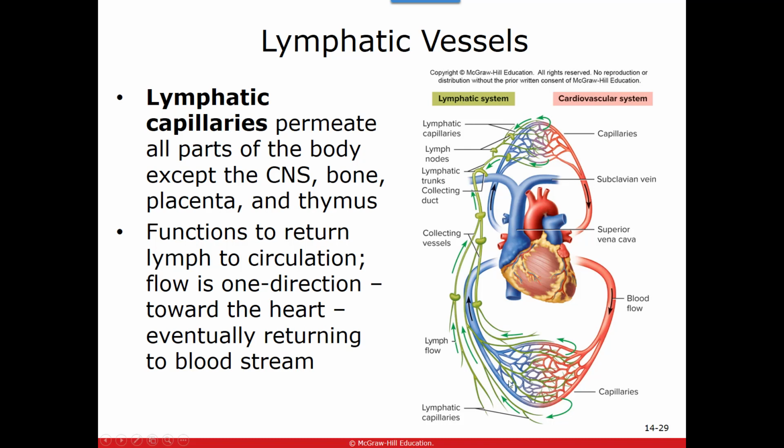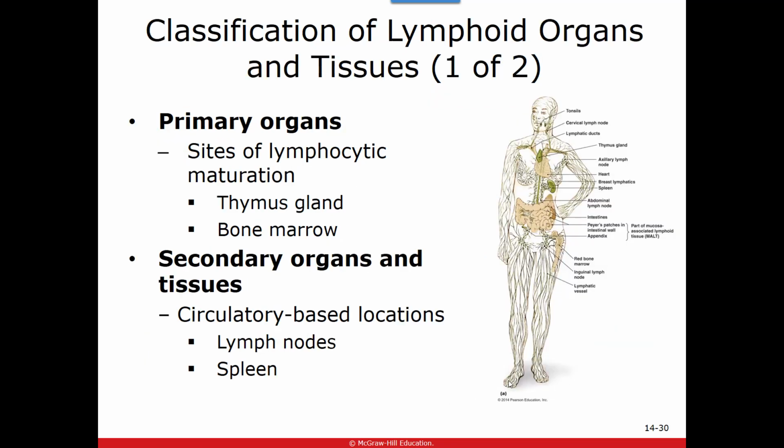Now, in your lymphatic system, we have what we call primary organs, and we have secondary organs. The primary organs are where your lymphocytes are made and where they mature. So it's just where those lymphocytes are made and mature. The two primary organs are the thymus gland and the bone marrow, specifically your red bone marrow. So these are where you get your two types of lymphocytes, your T cells and your B cells. T cells are named for maturing in the thymus, and B cells are named for maturing in the bone marrow, specifically the red bone marrow.